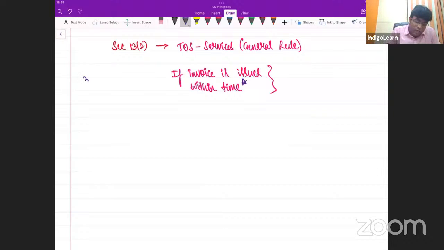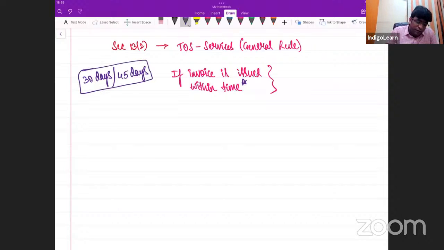Generally, they told the invoice must be issued within 30 days from completion of service. And in case of banks or NBFC, the invoice must be issued within 45 days from completion of service. In general, invoice must be issued within 30 days from completion of service. But in case of banks or NBFC, invoice must be issued within 45 days from completion of service.